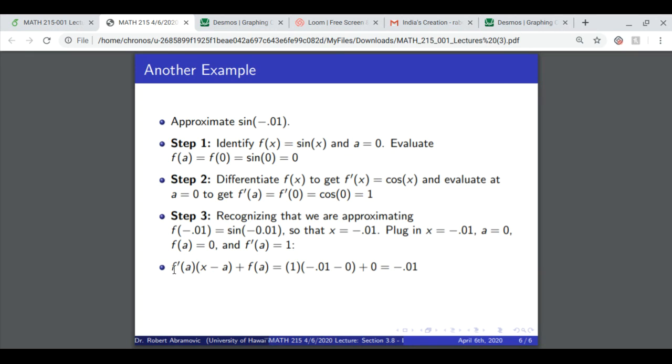Here's what we get. F prime of a was just 1. X minus a is 0 minus 0.01 in this case, so this is just negative 0.01. 1 times any number is itself, so we're just left with negative 0.01. And indeed, you might have seen in some other classes, especially a physics class, that sine for a very small angle, whether it's positive or negative, is approximately the angle. And this is the reason. Because the tangent line to y equals sine x at x equals 0 is just the line y equals x. So indeed it is true, sine of x is approximately x for x being small.